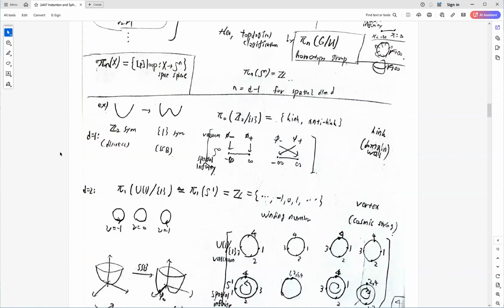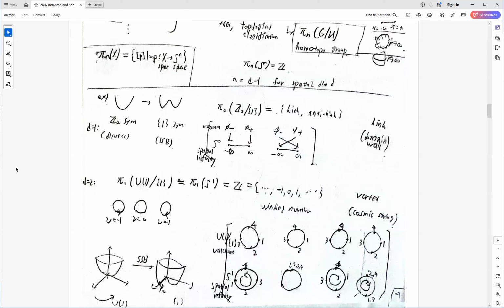So let me start with d equal to 1. In d equal to 1, there is some Z2 symmetry before the spontaneous symmetry breaking. This is a discrete symmetry. And after the spontaneous symmetry breaking, SSB, there is no remaining symmetry. There is just the identity transformation in the subgroup. So the degenerate vacua are given by Z2 over 1, and the zeroth homotopy group of Z2 over 1 is given by just Z2. So there are just a plus and a minus, and they correspond to the kink and anti-kink.